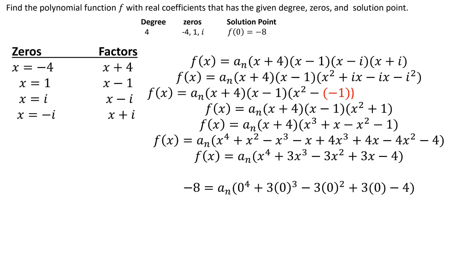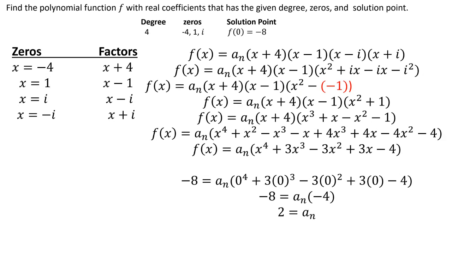0 to the 4th, 0 cubed, 0 squared, 0. So 0 to the 4th is 0, 0 cubed is 0, 0 times 3 is 0, 0 times 3 is 0, 0 plus 0 is just 0, right? But 0 minus 4 is going to give me a -4, right? So I have -8 equals a sub n times -4. Let's solve for what a sub n is. We do this by dividing by -4 on both sides. -8 divided by -4 is a positive 2. So this is telling me that a sub n is equal to 2.